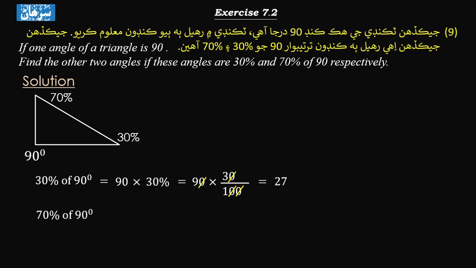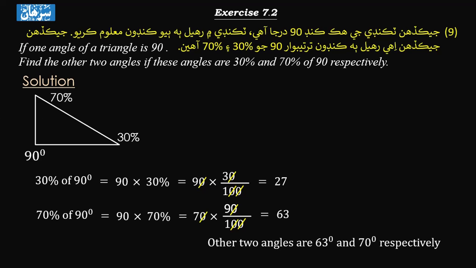Similarly, 70%, you may solve it this way: 90 into 70%. So now remove the percentage sign and put 100 below. Now cancel 0 from both sides. Now 9 into 7, 63. The other two angles are 27 and 63 degrees respectively.